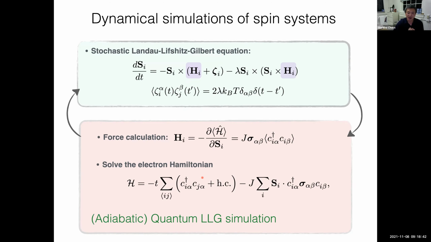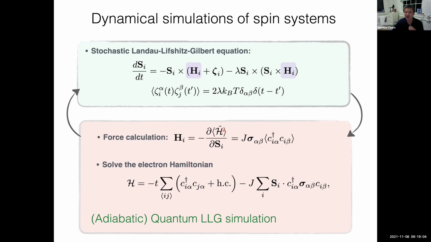By the way, here we are doing so-called adiabatic quantum LLG simulation. That means the time scale of spin dynamics is much slower than the relaxation time of electrons. So when we compute the force acting on spins, we can assume the electrons are in quasi-equilibrium.